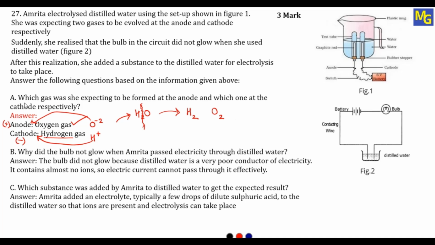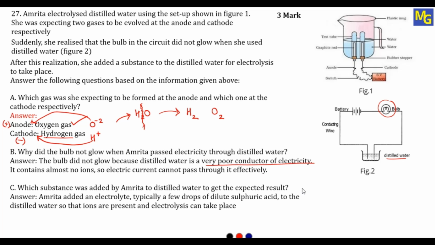Now question B. Why did the bulb not glow when Amrita passed electricity through distilled water? Very simple. As I told, when she used distilled water, the bulb was not glowing. What is the reason for this? That you have to explain. The bulb did not glow because distilled water is a very poor conductor of electricity, because it doesn't have any salts in it. Salts are not there, which means there will be no positive and no negative ions.